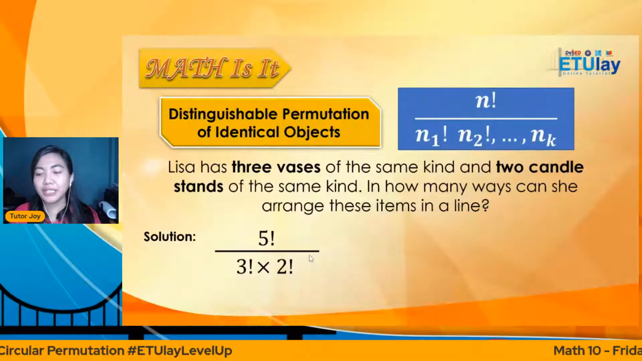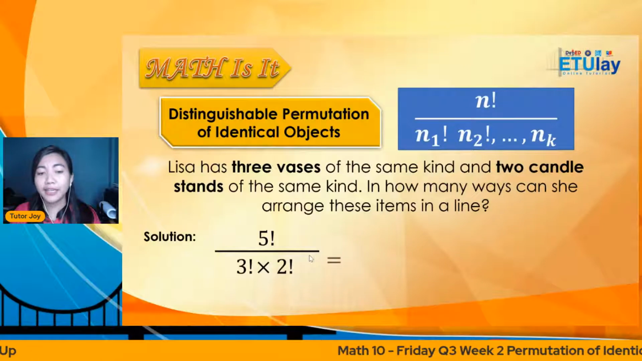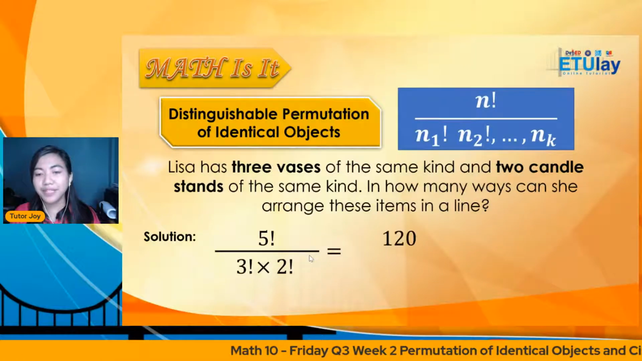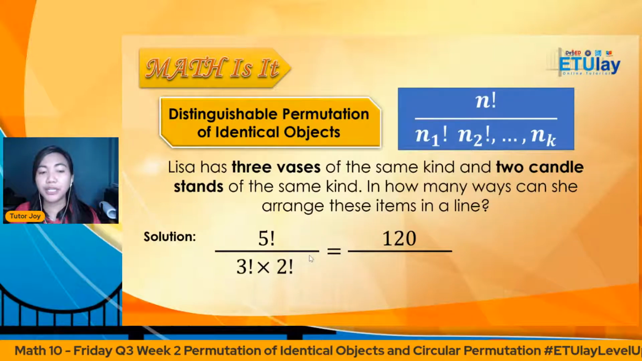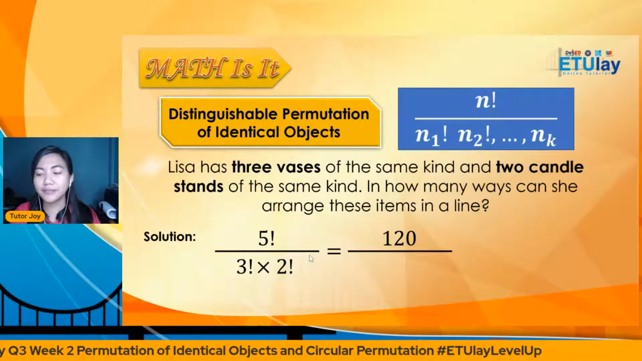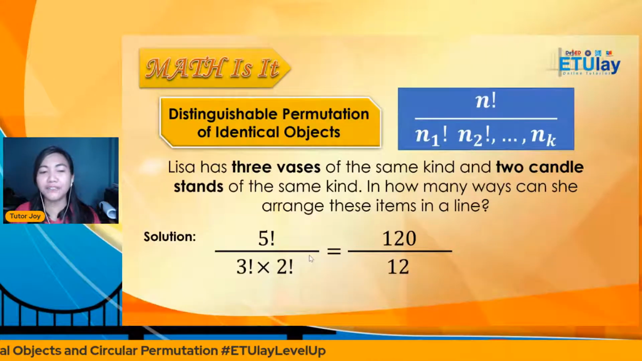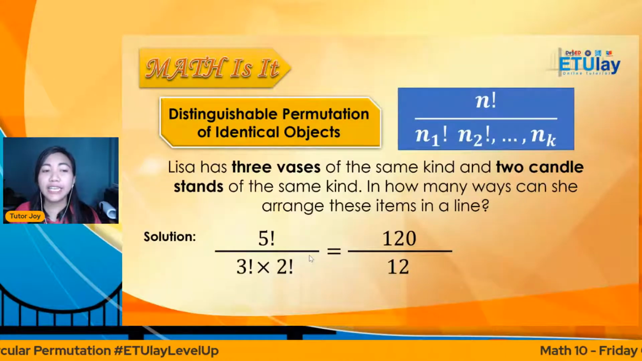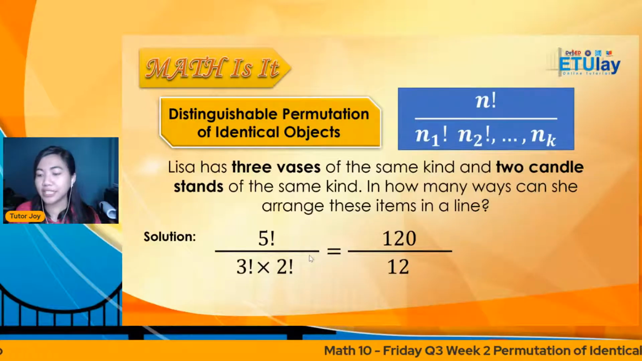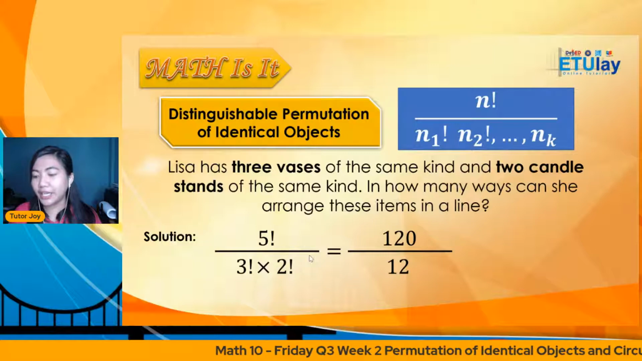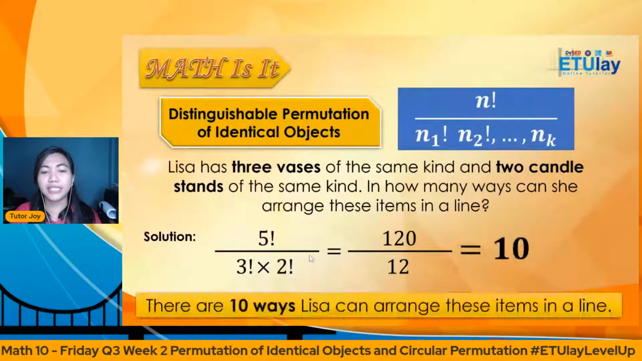5 factorial is 5 times 4 times 3 times 2 times 1. That is 120. And then the product of 3 factorial and 2 factorial, yan, 12. So what is the answer for this problem? In how many ways can Lisa arrange these items in a line? Very good, Gerald. There are 10 ways.